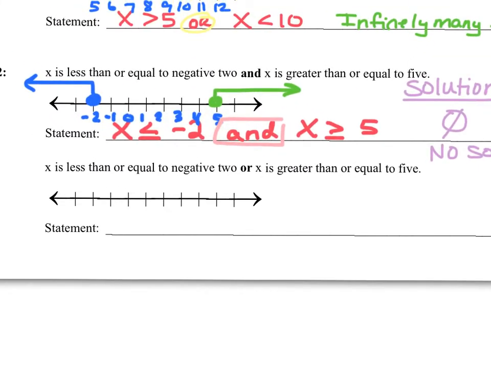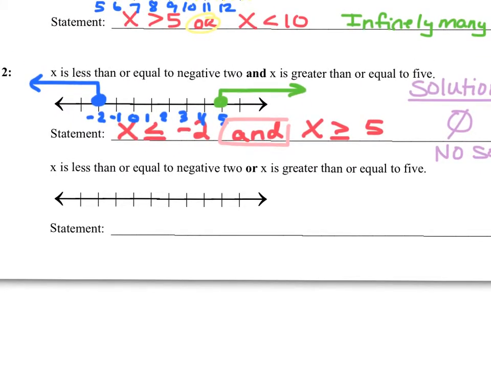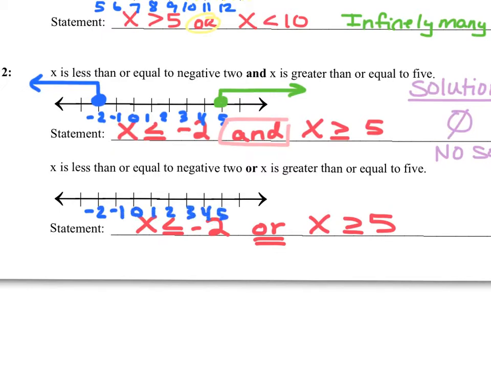Okay. And finally, we have x is less than or equal to -2, or x is greater than or equal to 5. Same exact problem, just it's an OR problem. So this is going to be x less than or equal to -2, or x greater than or equal to 5. So I'm going to plot this. Here we have a closed circle on -2 to the left. We have a closed circle on 5 to the right.